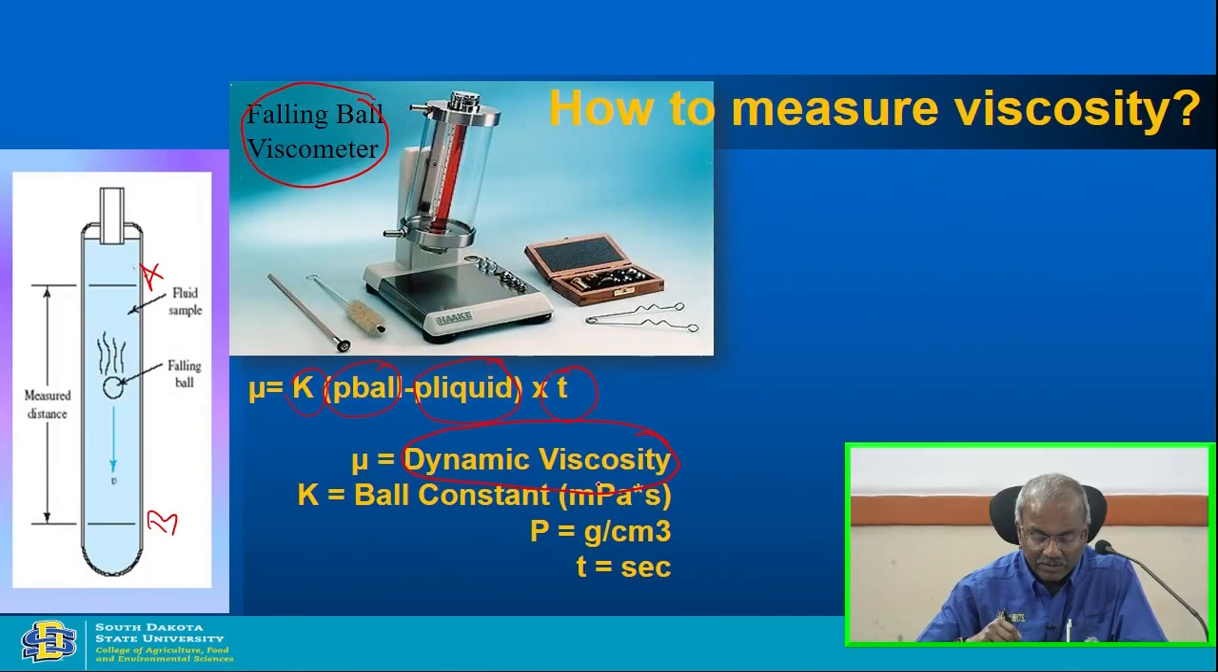Ball constant is primarily based upon the dimensions of the ball and the density of the ball. It comes with the instrument. They do a standardization procedure and get the ball constant value. It is like any equation you take, there are always constant numbers for that equation, similarly like this. But this ball constant is different for different balls. So it's not the same ball constant for all the balls.